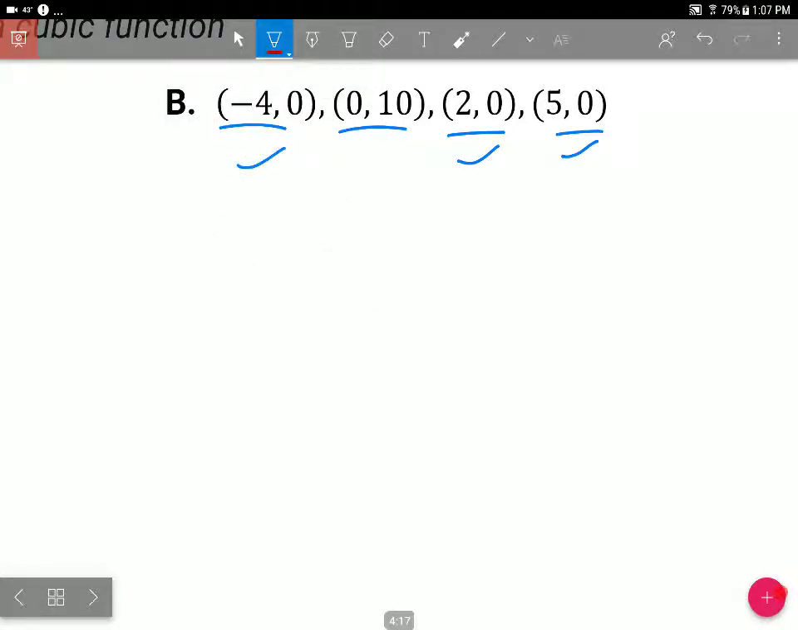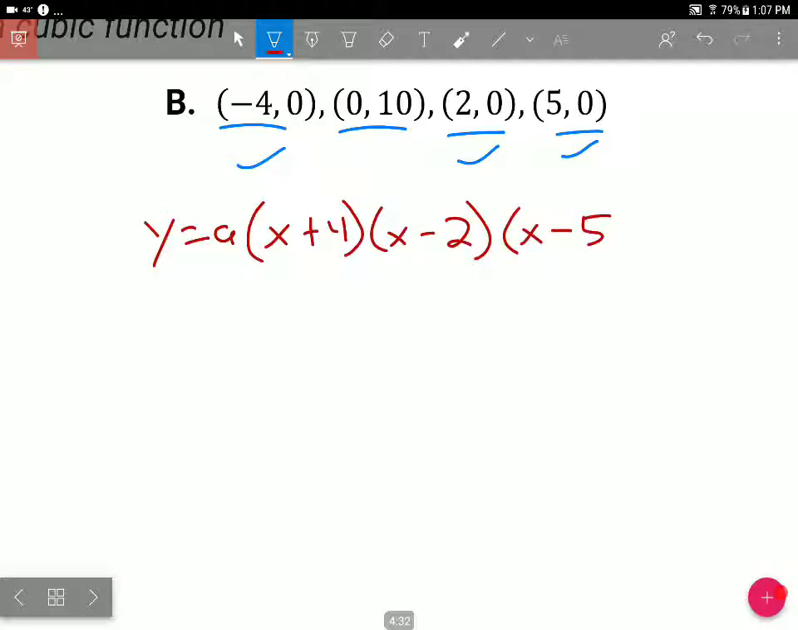Now. So y equals a. Then put all your factors. So we're going to do x minus 4 or plus 4? Plus 4. There we go. Then we're going to do x minus 2 and x minus 5. All right. So we'll plug things in. What are we going to plug in for y? A 10, good. That's the y value for our extra point.